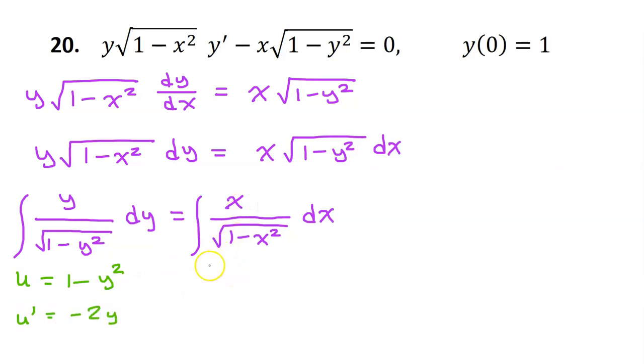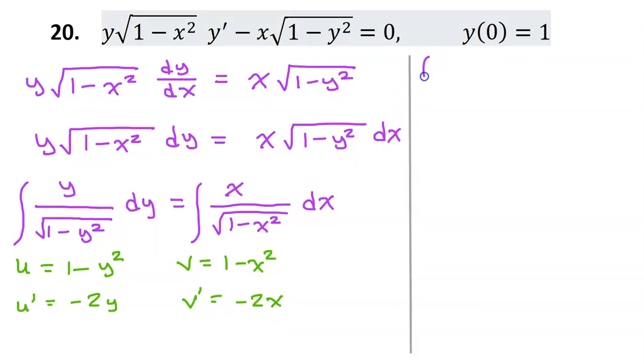At the same time, we have to do u substitution with the x's, but we already used the letter u. So we have to call it something else. So how about v? Let's let v equal 1 minus x squared. And v prime will equal negative 2x.